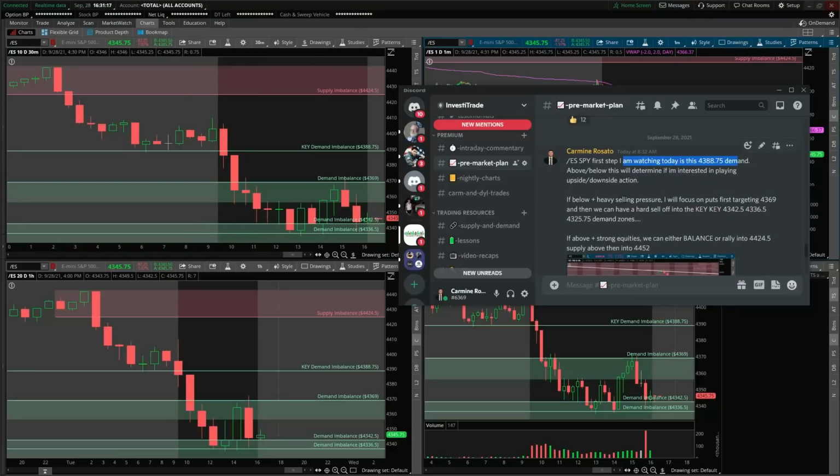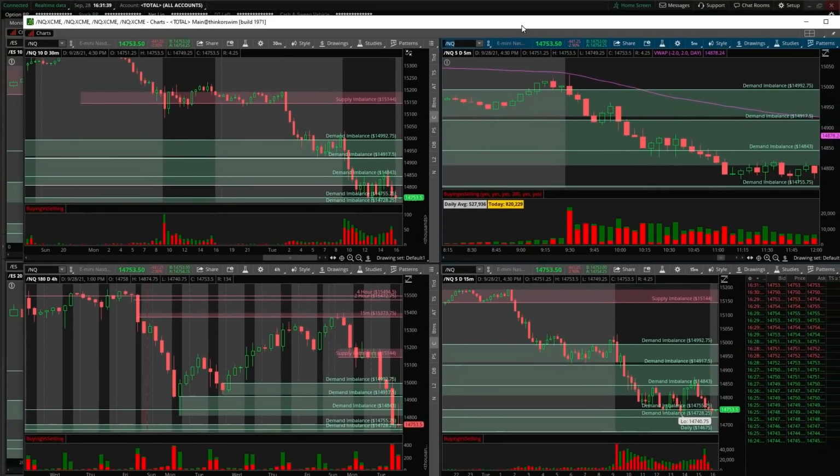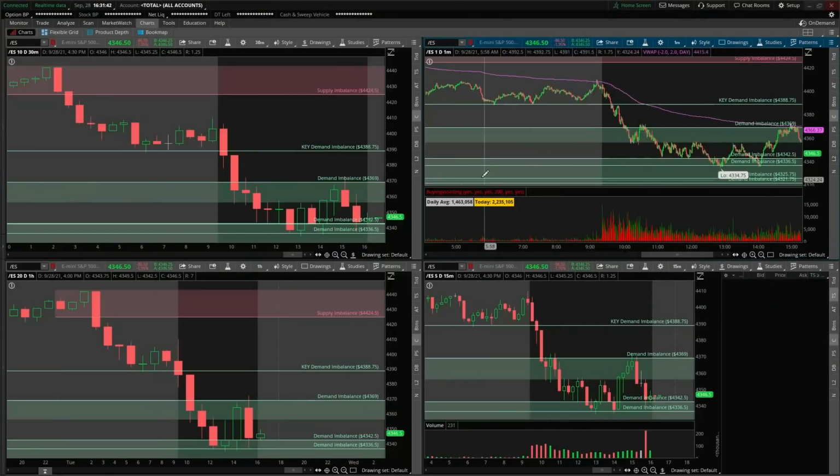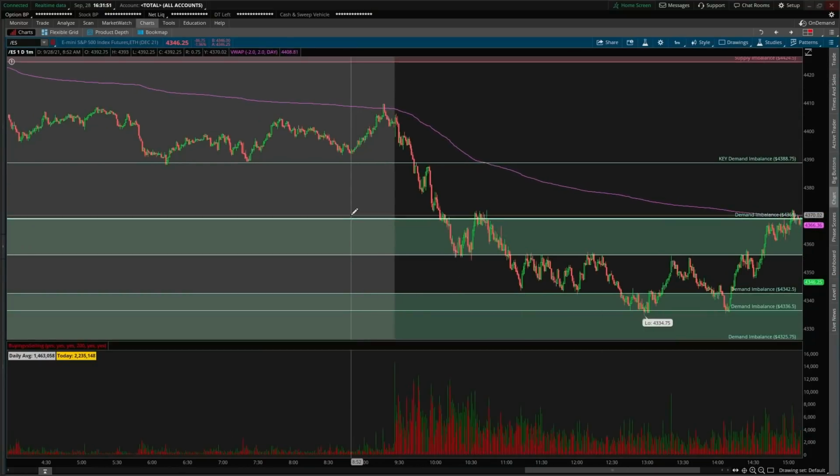I said if below and heavy selling pressure, I'm going to focus on puts, first targeting the 4369, and then we could have a hard sell-off into the 4342, 4336, and 4325 demand zones. Those were extremely, extremely key for us to test and for us to hold. Now, I didn't trade SPY, but this was a good setup because I actually traded QQQ again today 2 times. ES had 2.2 million lots traded compared to a daily average of 1.4. So there was some extremely heavy volume in the market today.